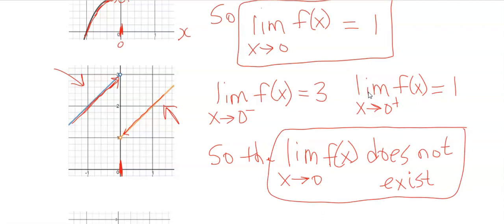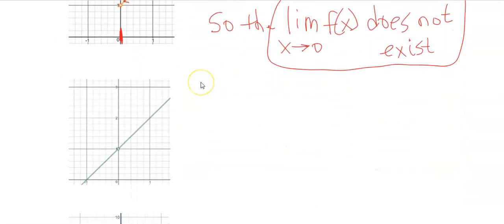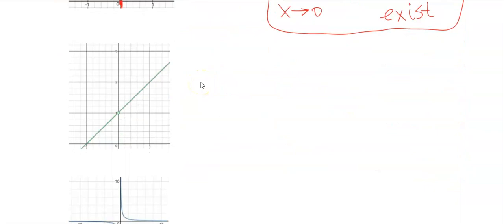So it's not a difficult topic. You're given a graph, and you basically just, as you approach a certain x value from the left and the right, ask what y value we are getting closer to from both directions. And if they're the same, then the limit does exist. Here's the third one, right there.